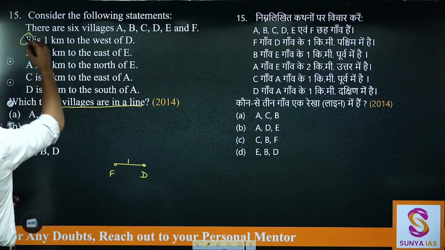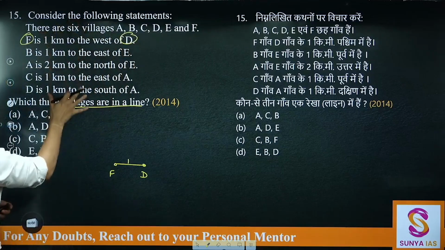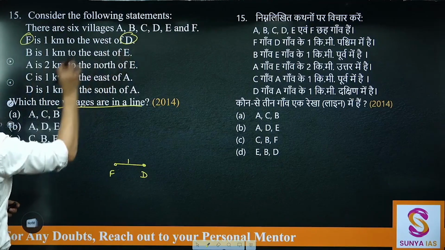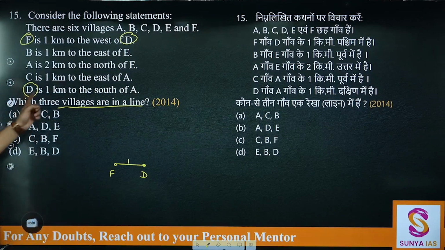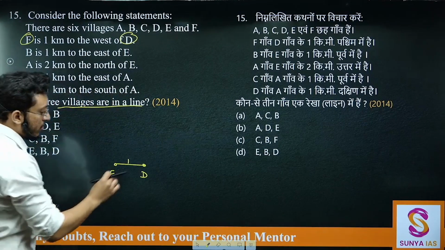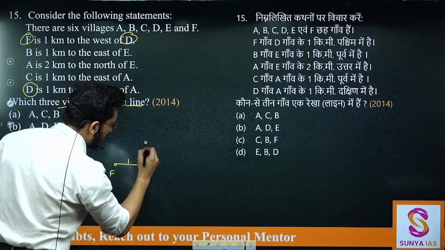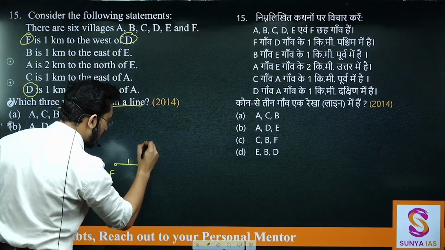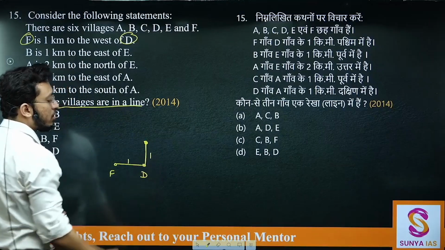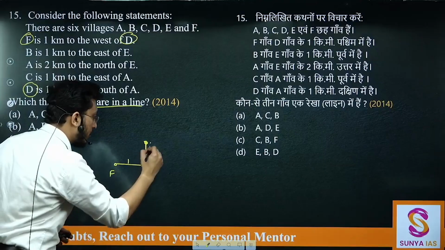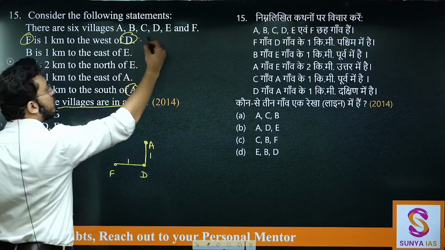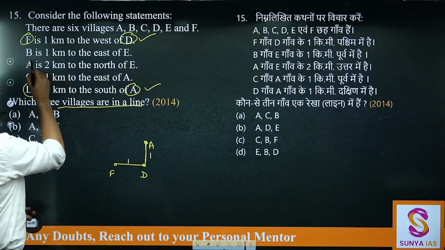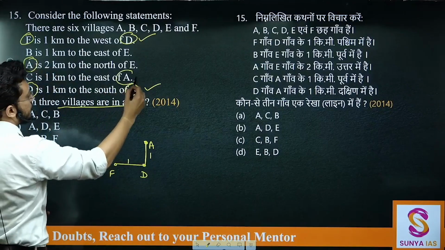Now F and D are covered. Look for a statement where either F is given or D is given. D is given here, so let's use this statement first. D is 1 kilometer to south of A. So this point is 1 kilometer to south of A. This is 1 kilometer to south of A. This is point A. Now you have information about A. We have used these two. Information about A is given here and here.